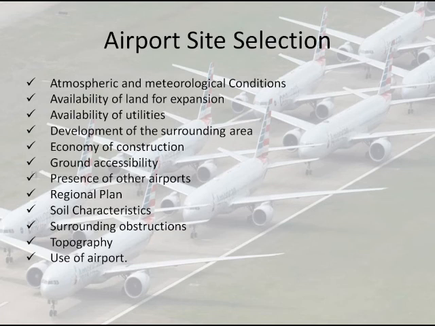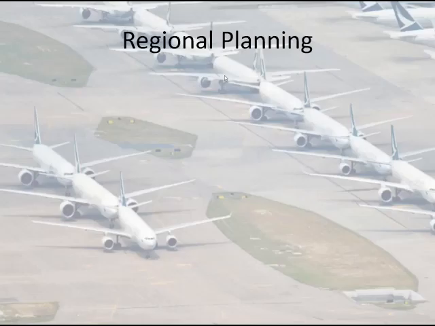Next, we will move on to our next topic, that is regional planning. This is one of the simple topics, the regional planning. The regional planning aims at the formation of an effective network of airports on the national basis. The improper location of airports may lead to airspace conflicts and wastage of natural resources.